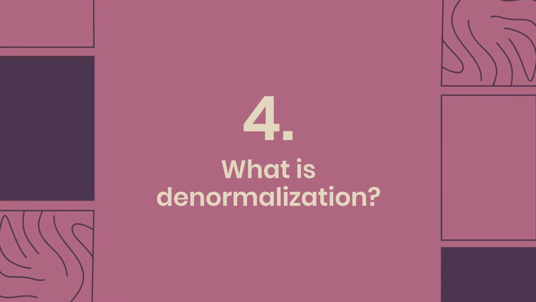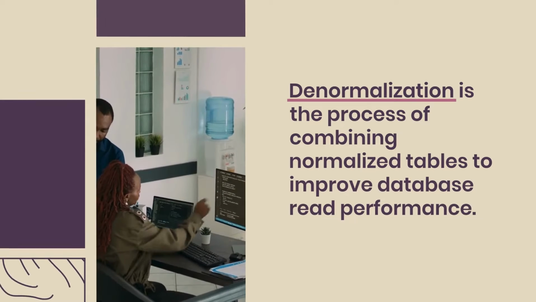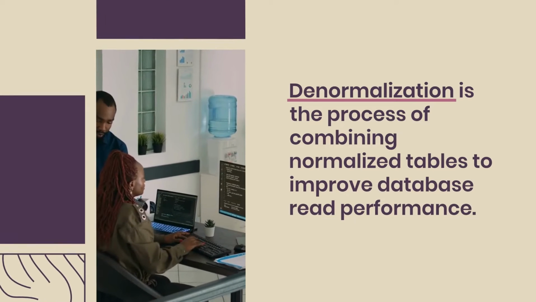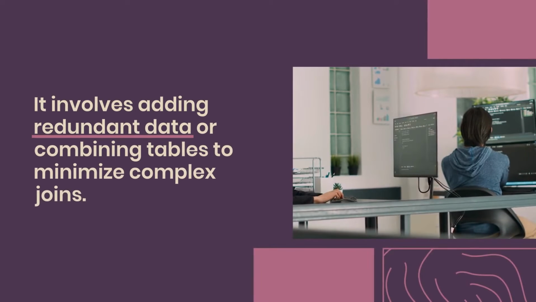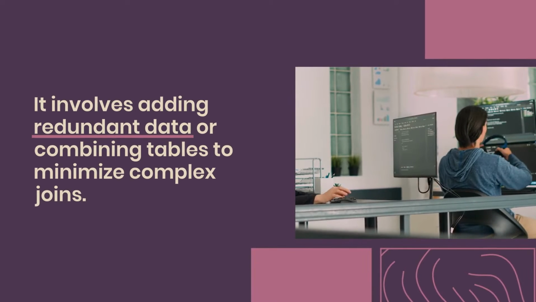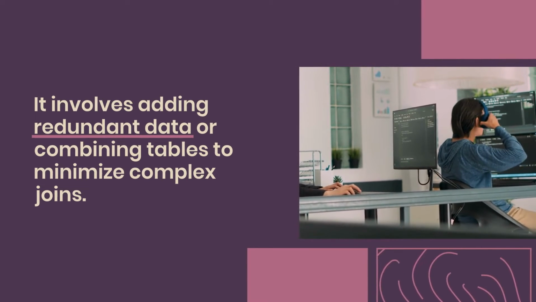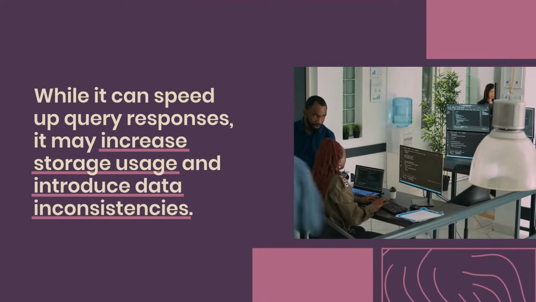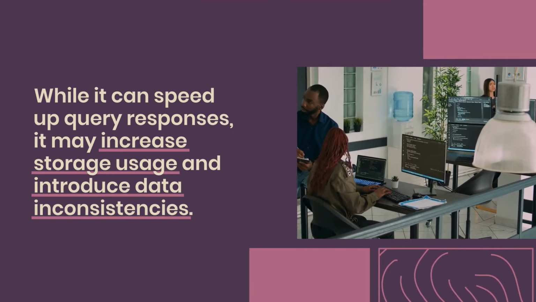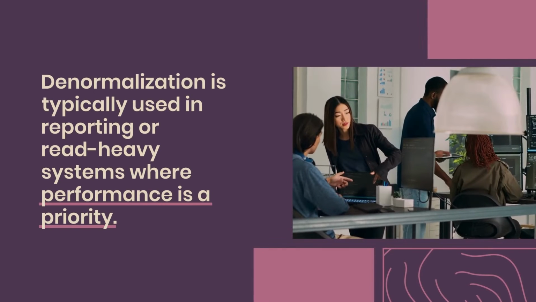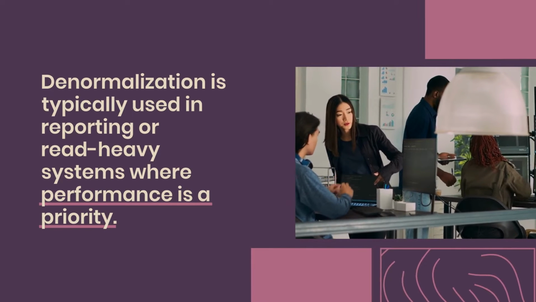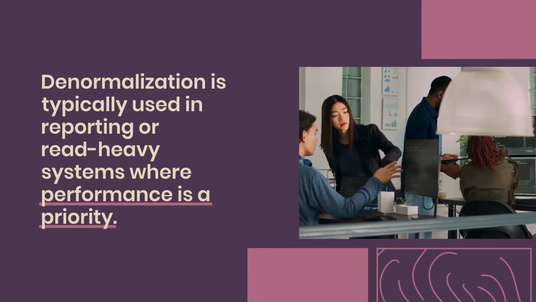4. What is denormalization? Denormalization is the process of combining normalized tables to improve database read performance. It involves adding redundant data or combining tables to minimize complex joins. While it can speed up query responses, it may increase storage usage and introduce data inconsistencies. Denormalization is typically used in reporting or read-heavy systems where performance is a priority.